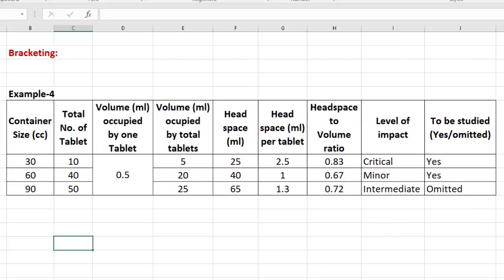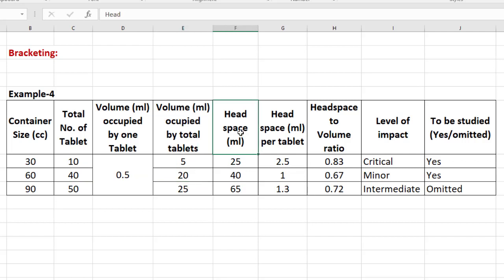Let us take example number 4, and here it is on the screen. The 30 cc, the 60 cc, and the 90 cc, with 10 counts, 40 counts, 50 counts. The volume occupied by one tablet is again 0.5 ml. The volume occupied by total tablets in case of 10 counts is 5 ml. In case of 40 counts, it is 20 ml. In case of 50 counts, it is 25 ml.